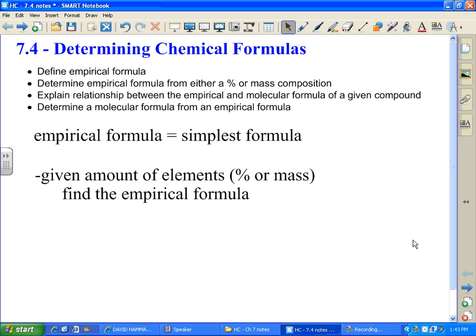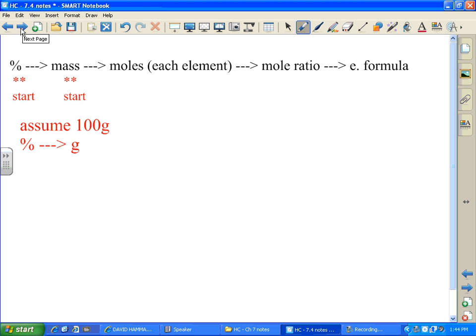A couple things as we go through and look at this section. Basically, empirical formula just means simplest formula. In a chemical formula, what we basically have is a whole number ratio of moles. So we've been doing mole calculations for quite a while. An empirical formula is just a whole number mole ratio. So again, as we said there, number 2, if we start out with a given amount of elements, whether it's percentages of elements or mass amounts of elements, we're going to be able to calculate the empirical formula for a chemical. Our starting points, as you can see here, the setup is very simple, very straightforward.